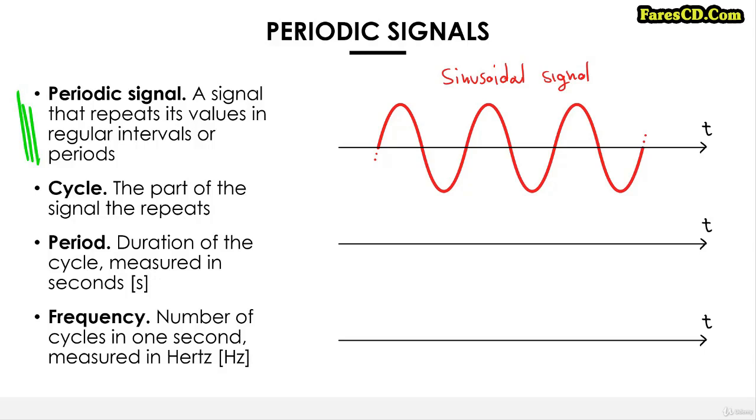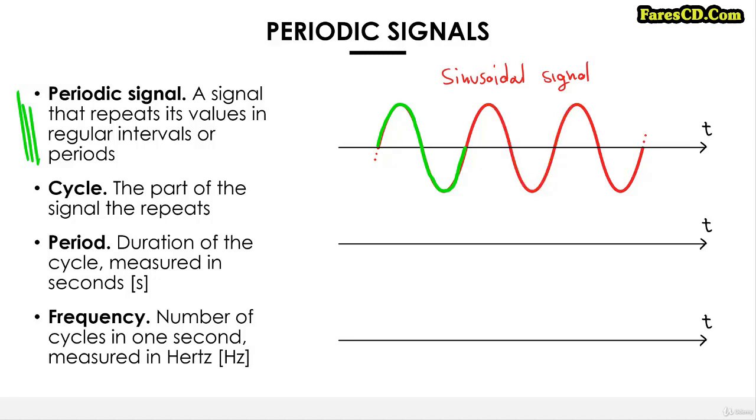The cycle is the part of the signal that keeps repeating itself. If we look at this signal, we can see how we can use this part of the signal as the cycle. In reality, there are infinite choices that you can make for the cycle. For example, one could decide to use this as the cycle. It doesn't matter.